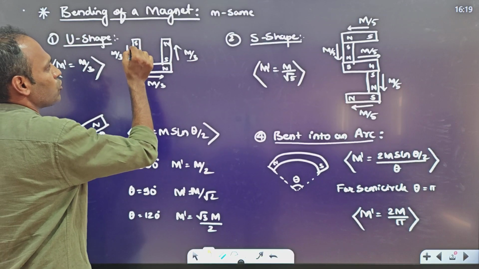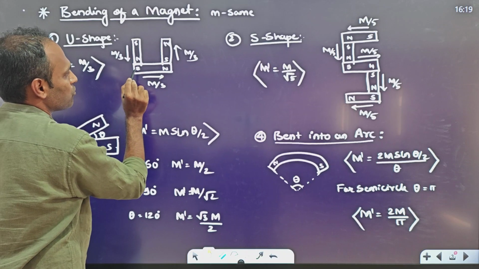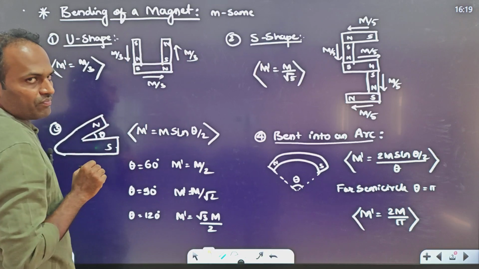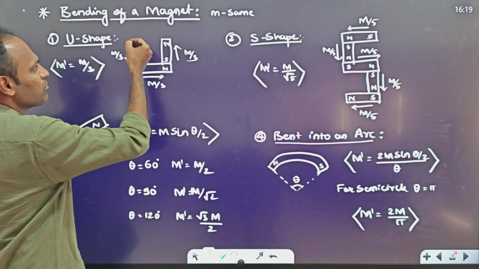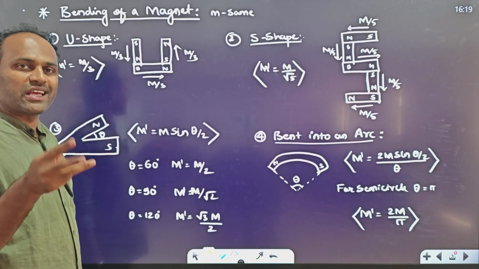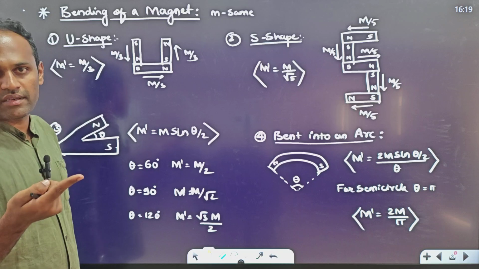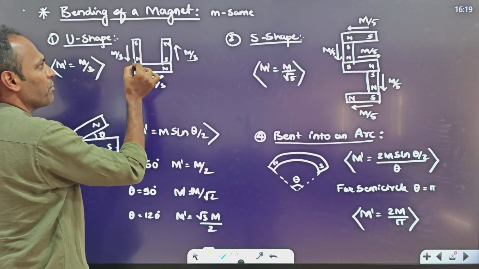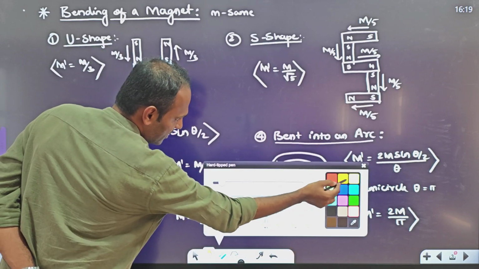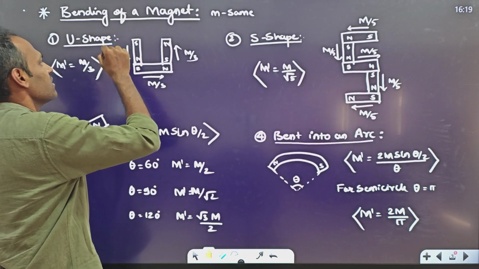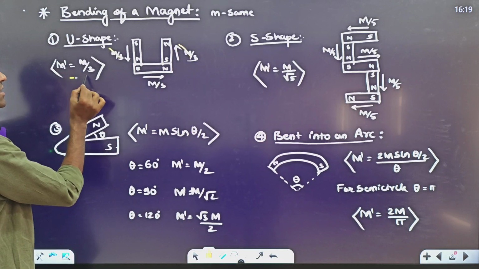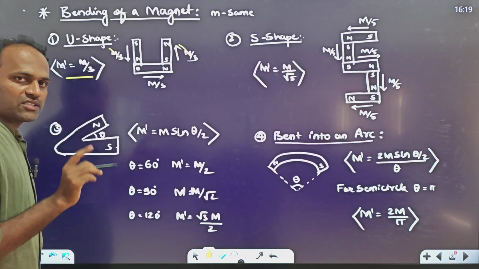See, this is north, south pole, this is north. If this is north, this has to be south. If this is south, this will be north. Magnetic dipole moment is always directed from south to north. So since we have bent it into 3 equal pieces, the magnitude m gets divided into 3 equal pieces: m by 3, m by 3, m by 3. So the two dipole moments will get cancelled. This m by 3 and this m by 3 will get cancelled. So finally the remaining magnetic dipole moment is m by 3. So the net dipole moment of this U-shaped magnet is m by 3.